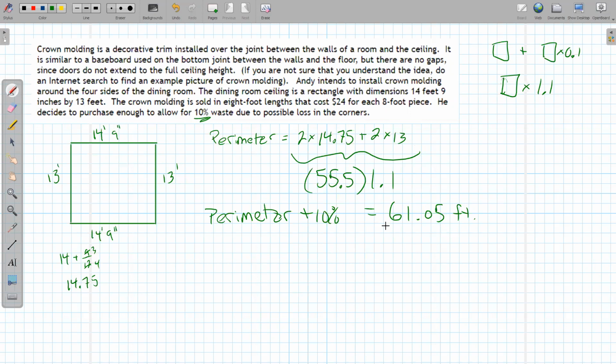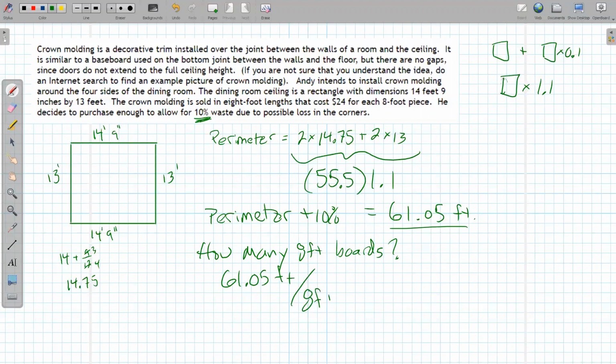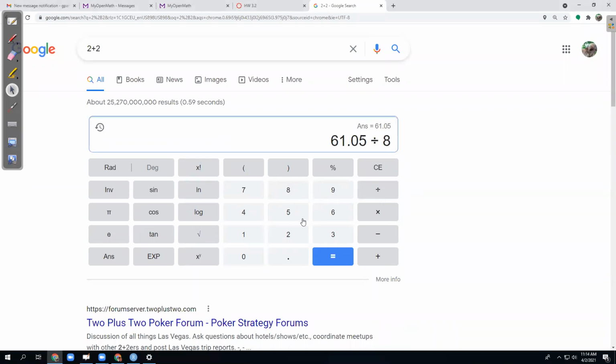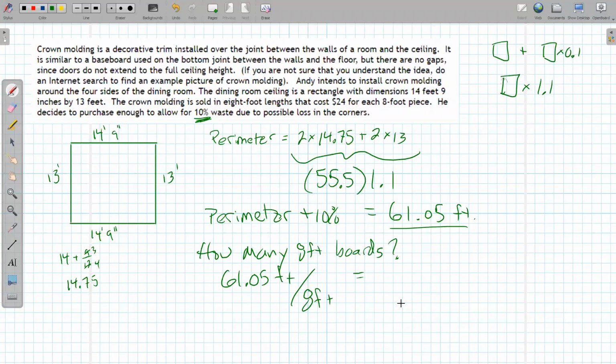The next thing I need to do is figure out how many boards I need. And each board is 8 feet. So I want to see how many 8-foot sections live in there. So how many 8-foot boards? So that means I have to take that 61.05, with the extra 10%, that's feet, divide by a board is 8 feet, and that'll tell me how many boards. So this says I need more than 7 boards, so I'm gonna have to round that up to 8. So that's about 7.6 boards, and they're not gonna let me just grab 6/10 of a board, so I'm gonna have to say that's really 8 boards.